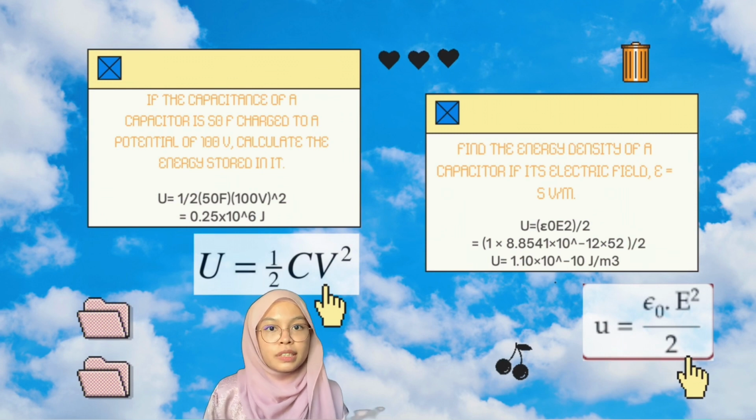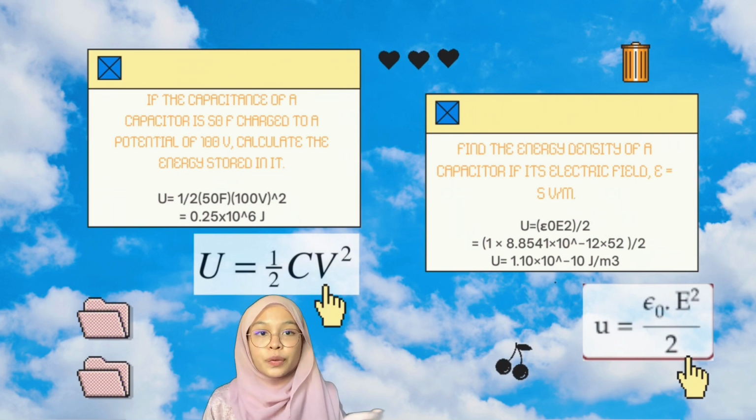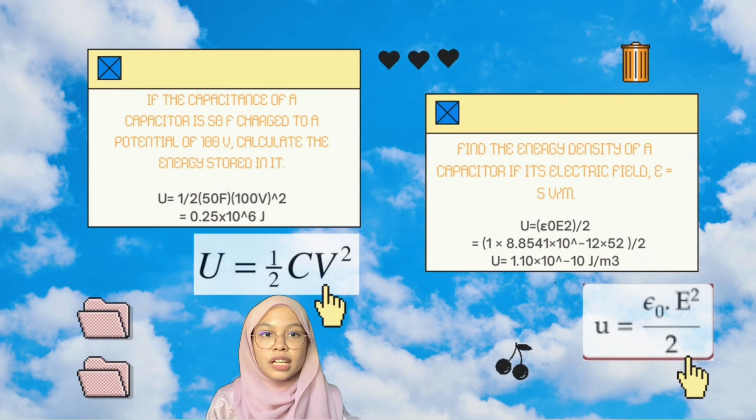The first example is: if the capacitance of a capacitor is 50 farad charged to a potential of 100 volt, calculate the energy stored in it. So in this question, we have a capacitor with capacitance of 50 farad that is charged to a potential of 100 volt. The energy stored in a capacitor can be calculated by using the energy stored in capacitor formula. Substituting the values, we can get the answer. Don't forget the unit for this answer, which is joule.